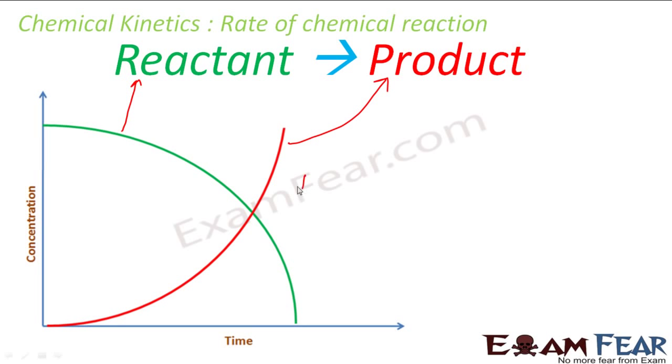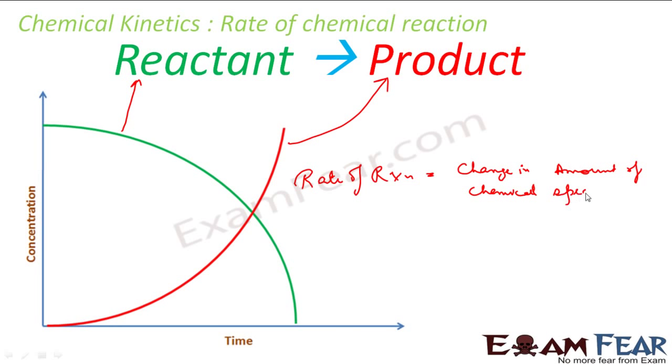So if you see, for any kind of reaction, if you define the rate of a reaction, it will be nothing but change in amount of chemical species. It can be any species, reactant or product, right, during a reaction. The whole thing divided by time in which change was caused.